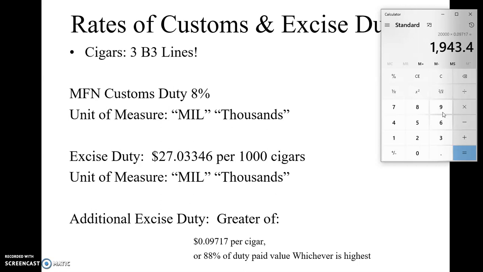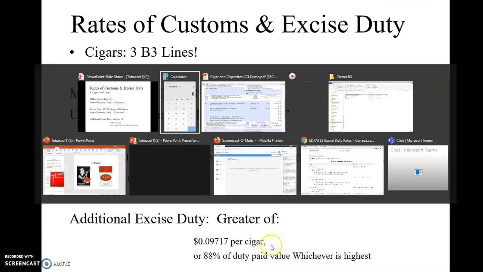88% of $30,000 is way more than $1,900. So that's why we're going to use the 88%. And like I told you, we'll never use this one in this class. We're always going to use the 88% of duty paid value.